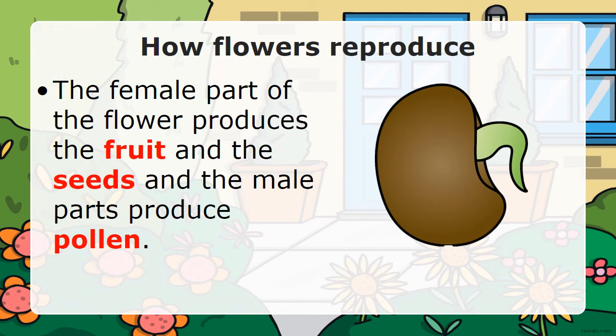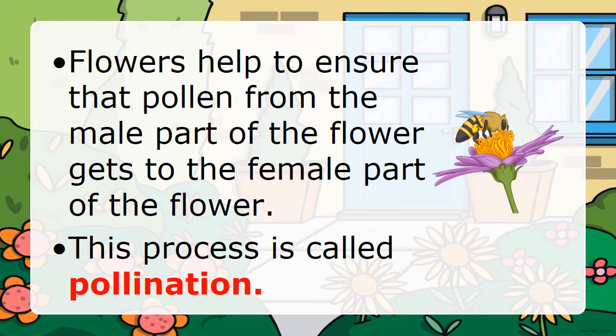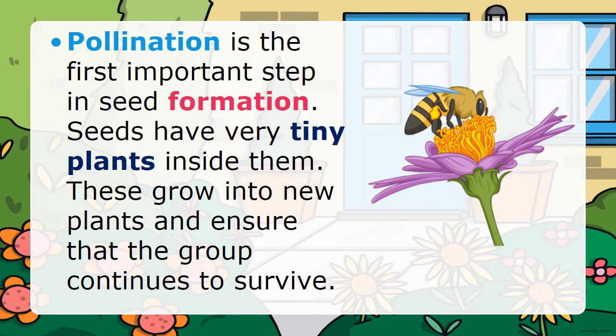Let's look at how flowers reproduce. The female part of the flower produces the fruit and the seed, and the male parts produce pollen. Flowers help to ensure that the pollen from the male part of the flower gets to the female part of the flower. This process is called pollination. Pollination is the first important step in seed formation. Seeds have very tiny plants inside them. These grow into new plants and ensure that the group continues to survive.